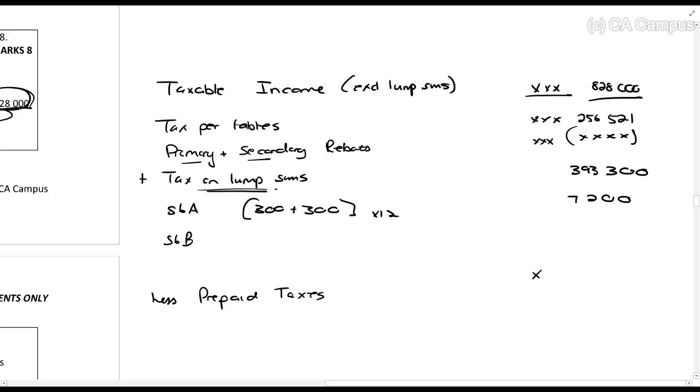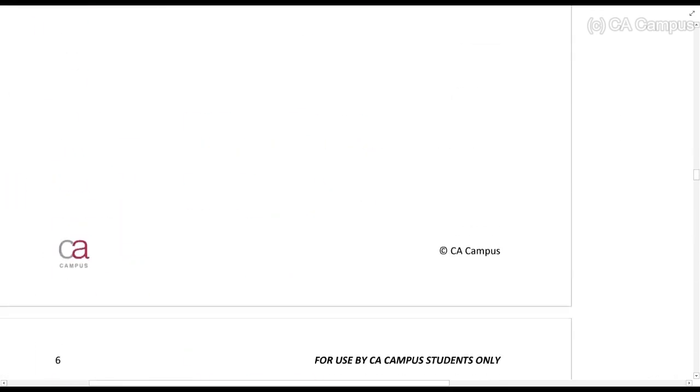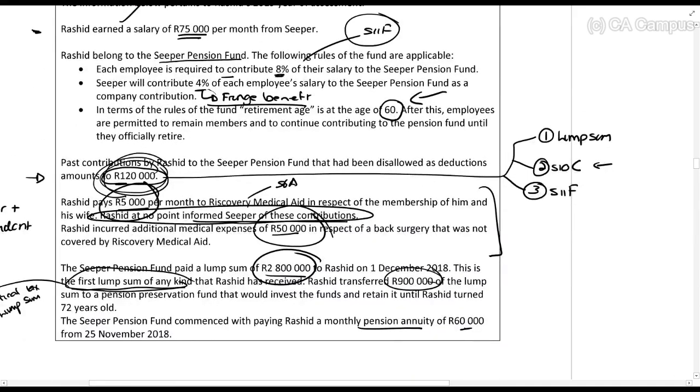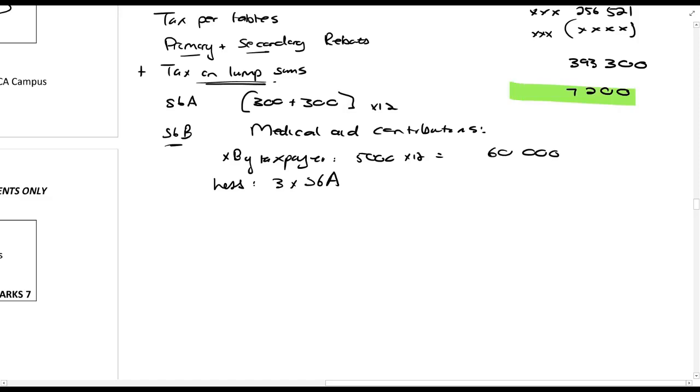Then we have the section 6b, so let me just clean up here a little bit, give us some more space. Section 6b, you do your medical aid contributions by the taxpayer. They told us it was 5,000 rands a month, times 12, 60,000 rands. From the medical aid contributions, when we do section 6b, you say less 3 times section 6a. Why 3 times, guys? Because this person is 65 or older. So 3 times that amount, 21,600. Deduct that, gives you 38,400.